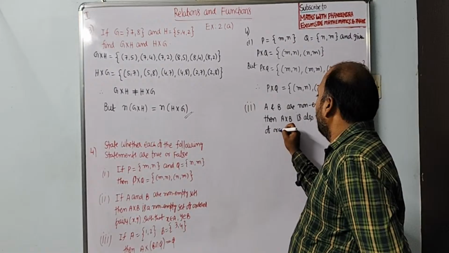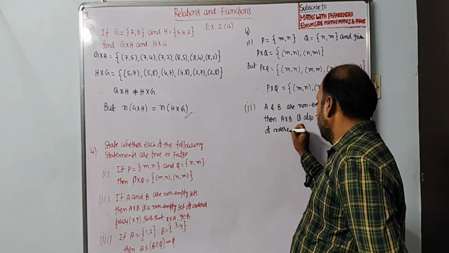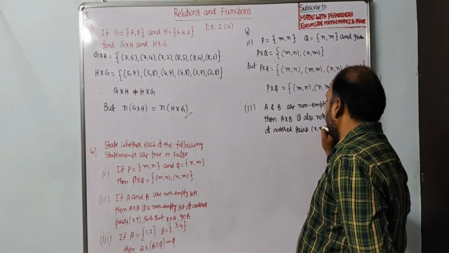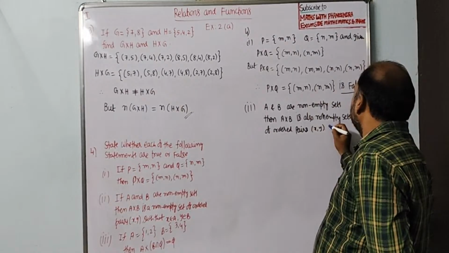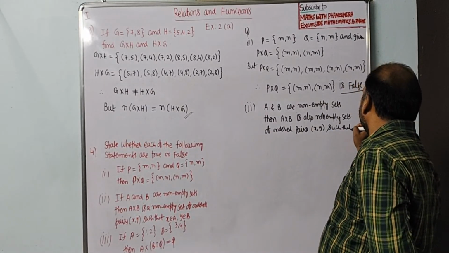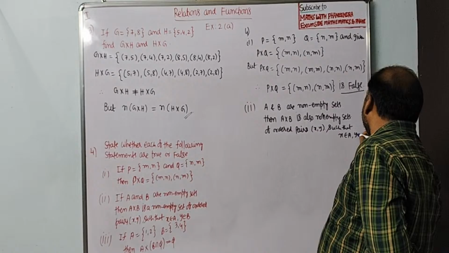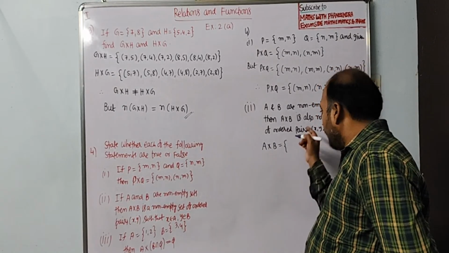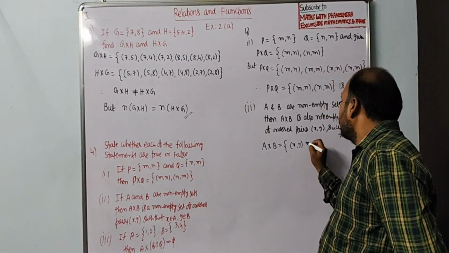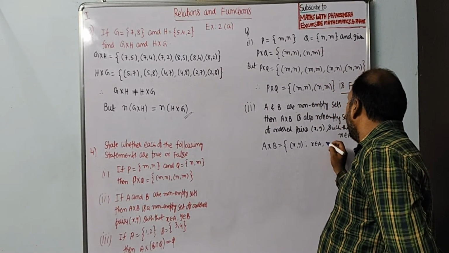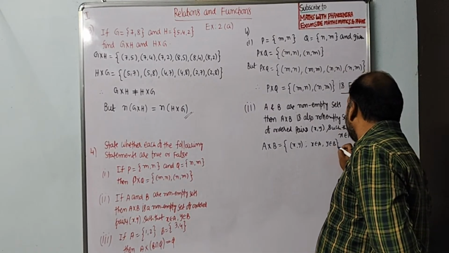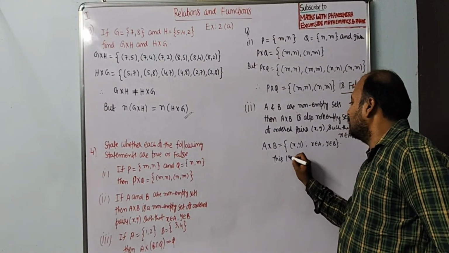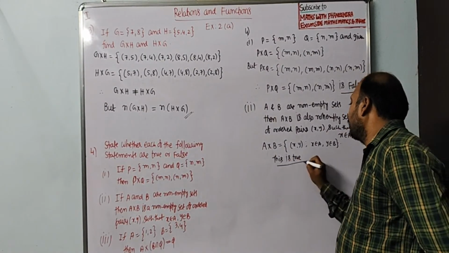A cross B is the set of ordered pairs (x, y) such that x belongs to A and y belongs to B. So we can write it like this: A cross B is equal to {(x, y) : x belongs to A and y belongs to B}. Anyway, it is a non-empty set. This statement is true.